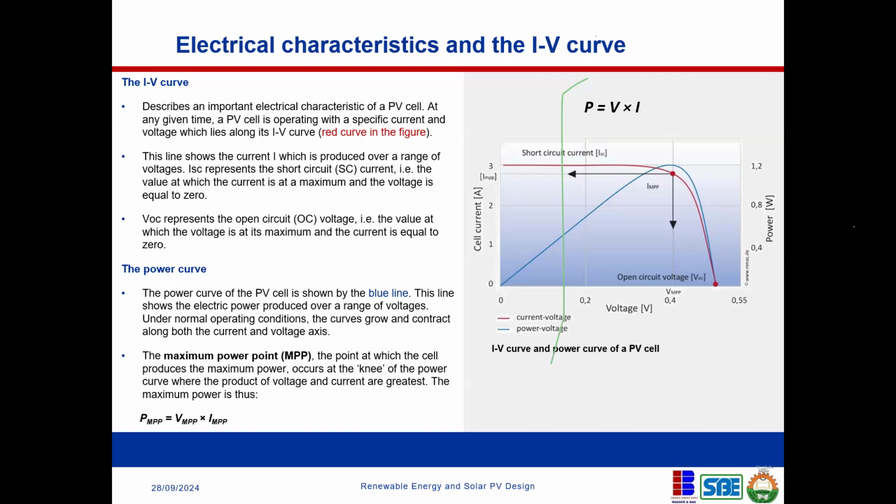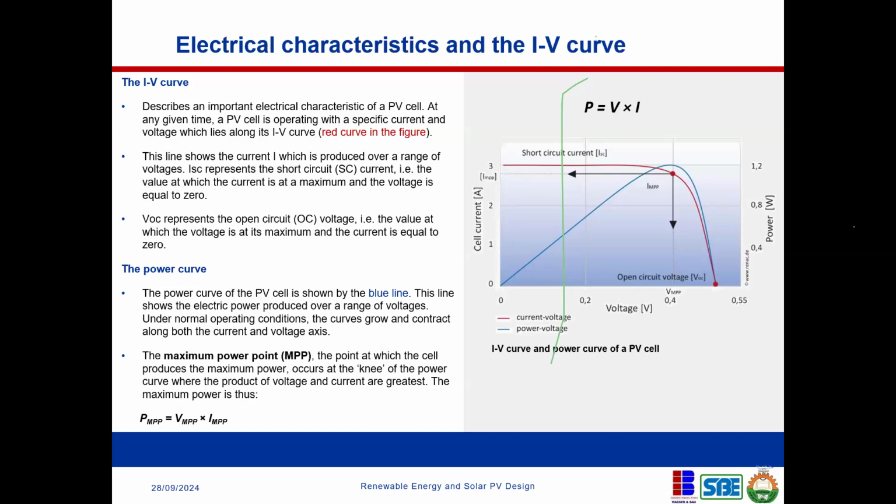The IV curve describes an important electrical characteristic of a PV cell. At any given time, a PV cell is operating with a specific current and voltage. Remember, power is equal to voltage times current, which lies along the IV curve. It is the red line in the graph. If you look at this red line, this is the IV curve. Okay, but there are other things that have to do with this graph. This line shows the current I, which is produced over a range of voltages.